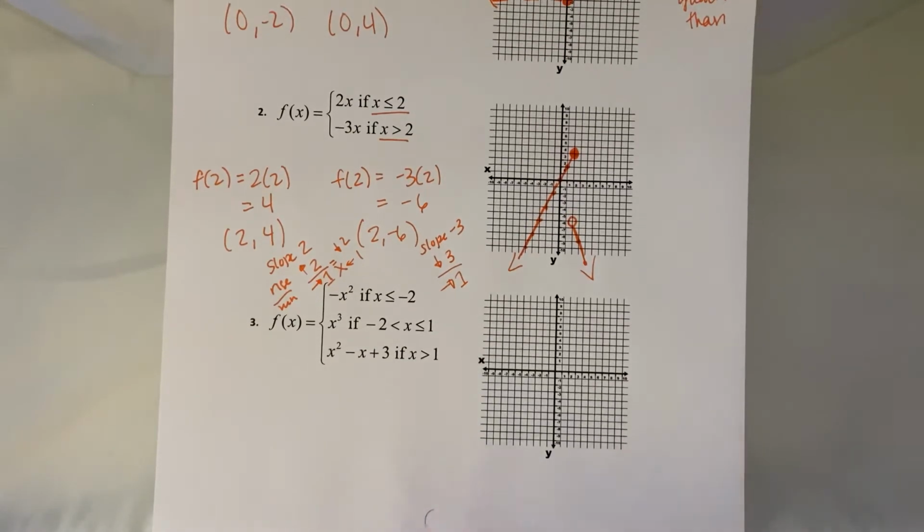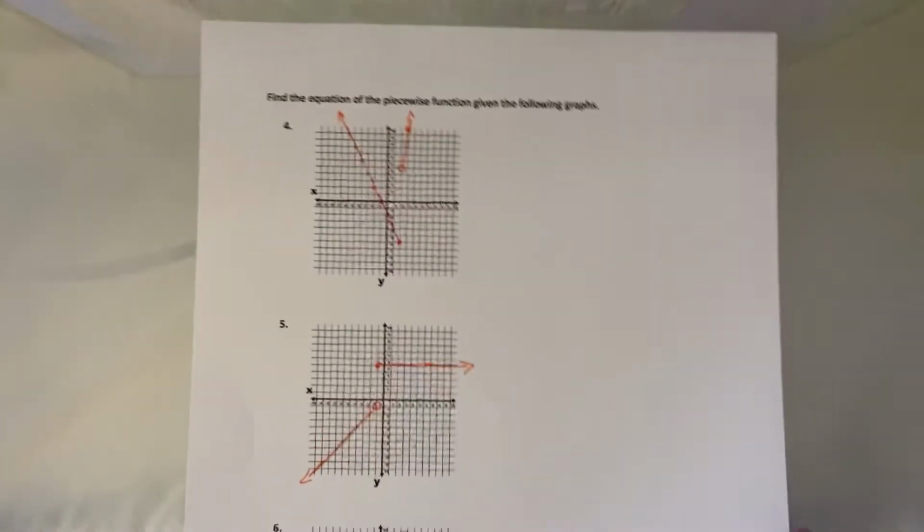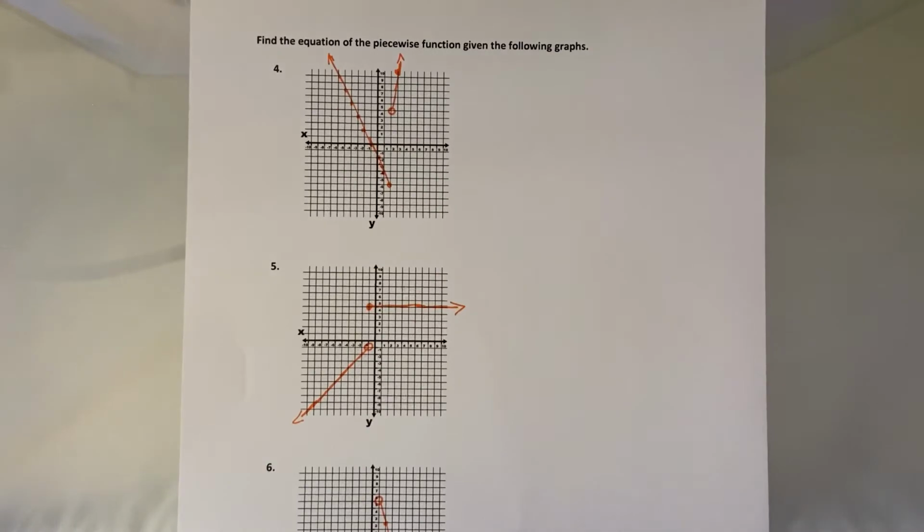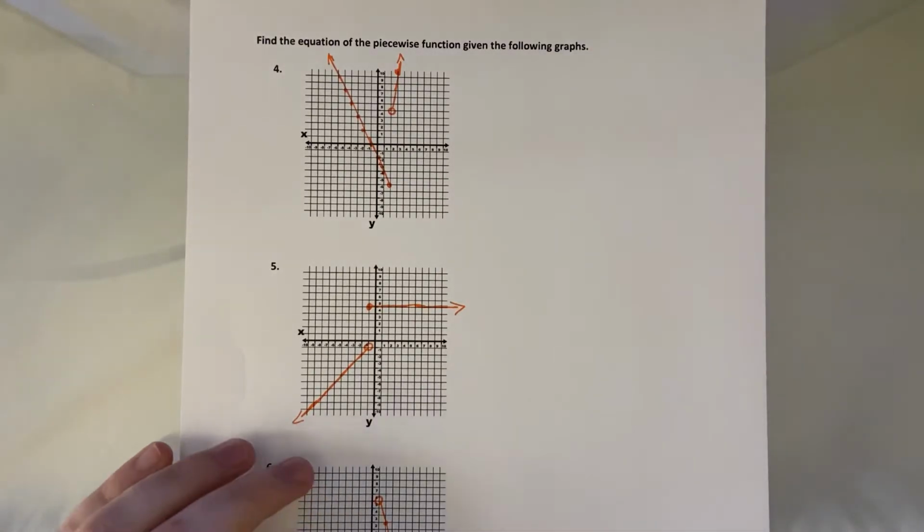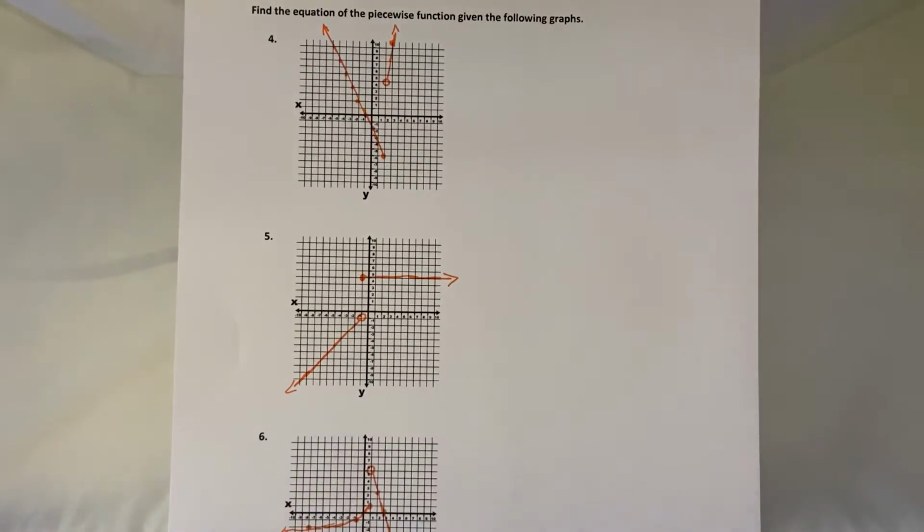You can try number 3. I wouldn't recommend it. I won't put any on the test that are as difficult as number 3, but it's good for your understanding. Now, find the equation of a piecewise function given the following graphs. So if you can go from equation to graph, you should be able to go from graph to equation.